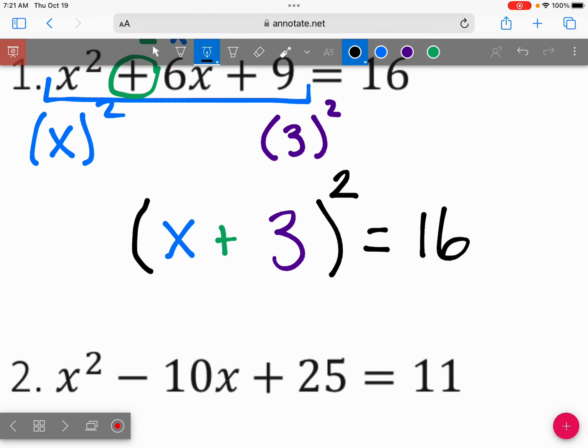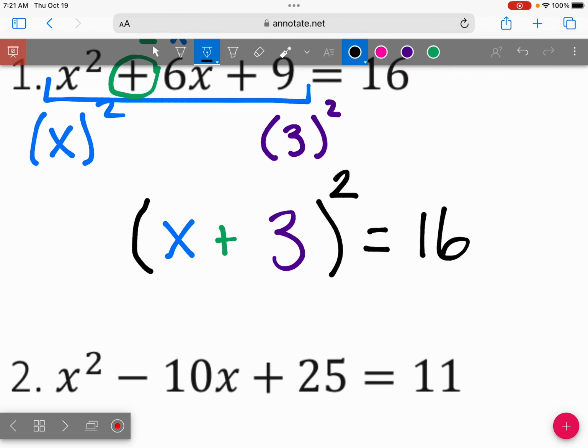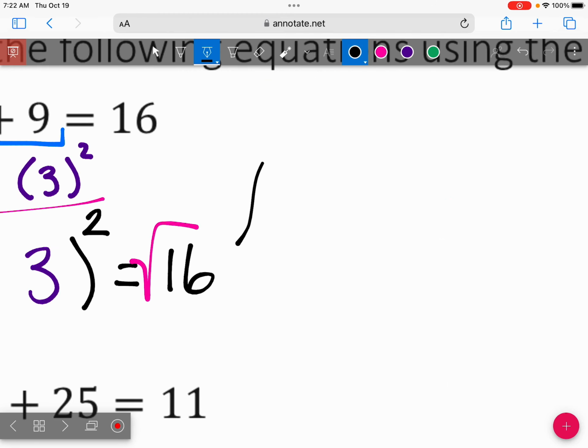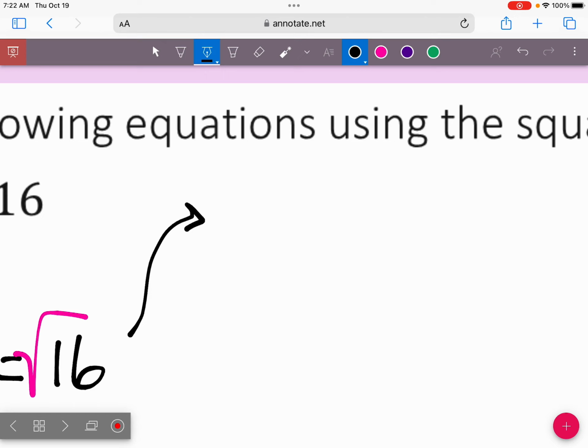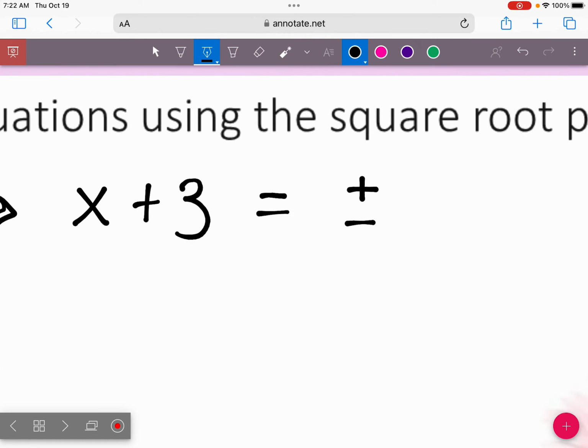So now solving with the square roots, what do we do as our next step when we're solving with the square roots? Square root both sides. Exactly right. So we're going to square root both sides. Whenever I square root both sides, I'm going to use a plus minus. So we're going to wind up with x plus 3 equals plus or minus the square root of 16, which is 4.